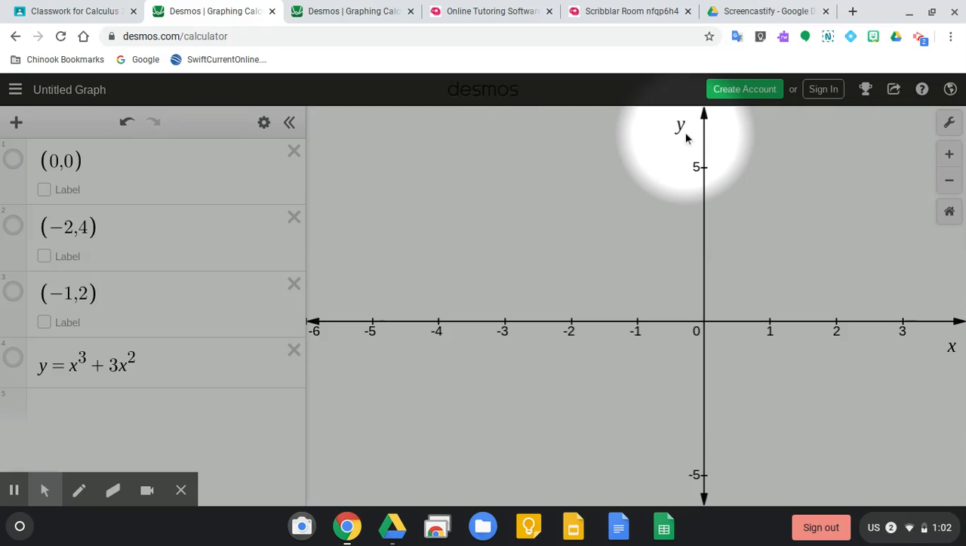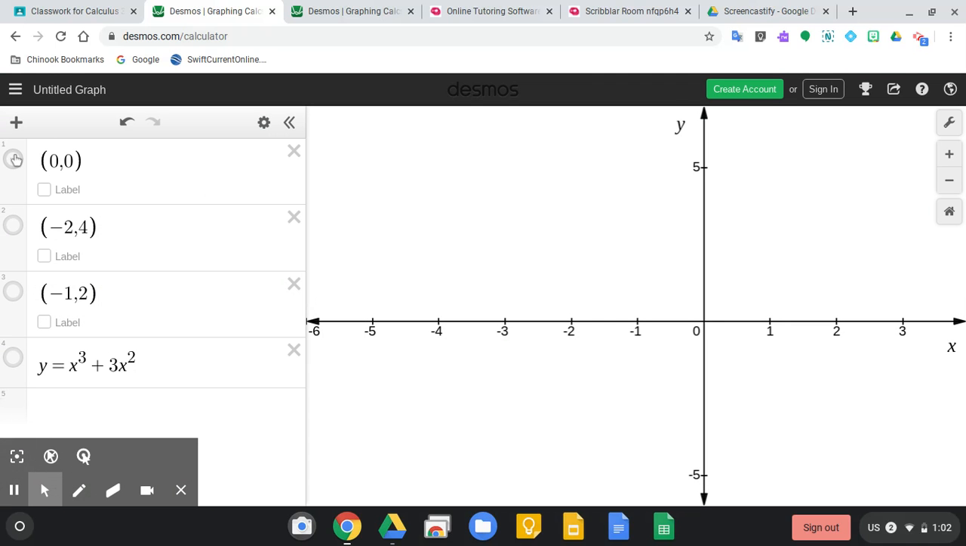And if I go back through the steps we did, we had a critical point at 0, 0. We had a critical point at minus 2 and 4. And I had an inflection point at minus 1 and 2. So I have these 3 points. Now, when we tested the minus 2, 4, that was a maximum. And when I tested the 0, 0, that was a minimum.